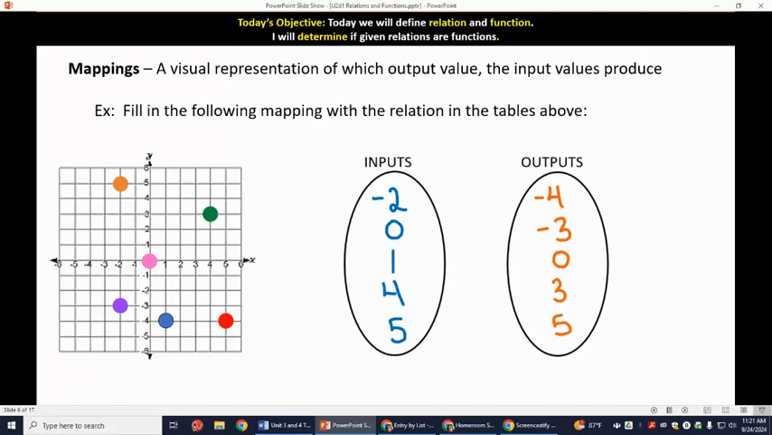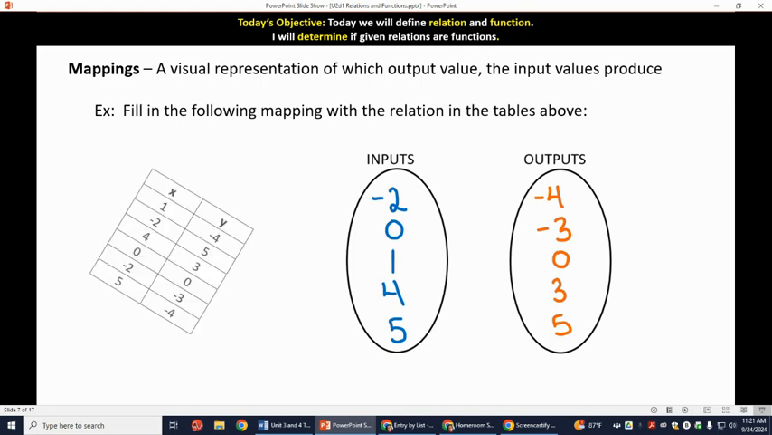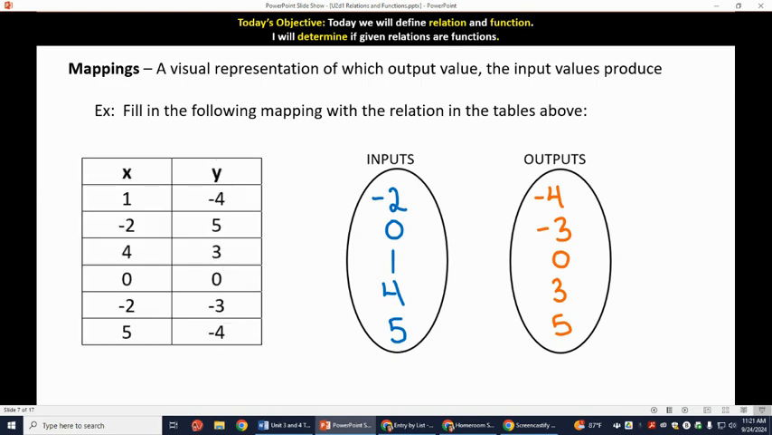Now, the point of the mapping is it tells you where does that negative 2 go? Where does the 0 go? Where does the 1 go? Where does the 4 go? Where does the 5 go? What does it produce? Okay? So when I look at my points, I know that 1 is supposed to go to negative 4. So here's how we show that. 1, we draw a line between 1 and negative 4.